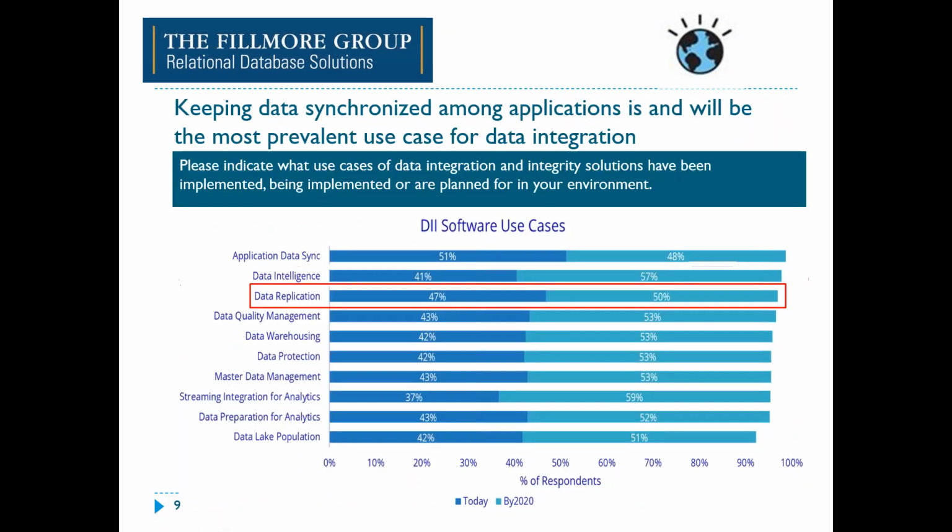So, keeping data synchronized among applications will be one of the most prevalent use cases for data integration. Data integration has a lot of different applications, and we're going to see a little bit more about that in a second, but pure data replication, copying data from where it is generated by the system of record and sending it someplace else for some business reason, is going to be 50% of the use cases this year for data integration implementations.